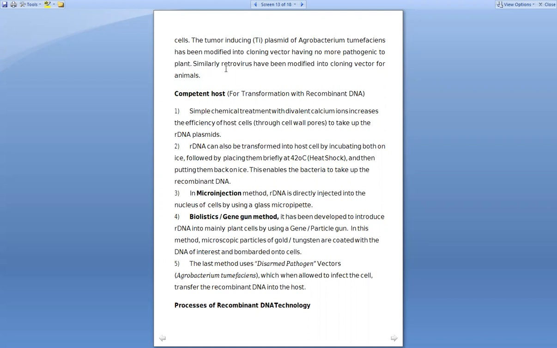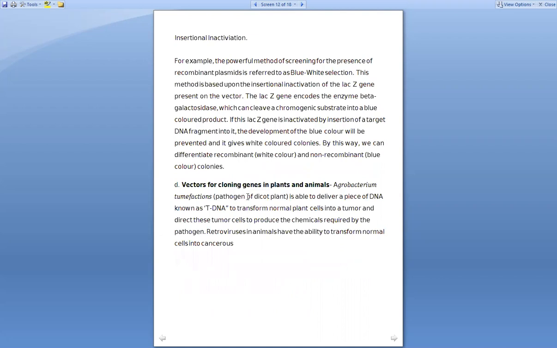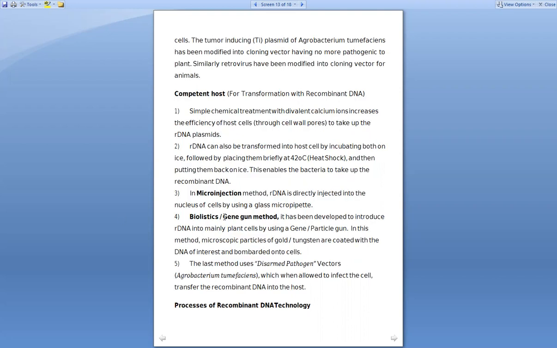Similarly, retrovirus have been modified into cloning vectors for animals. In the same way the retroviruses have also been modified so that they cannot act or infect the animals, right? So this is about the vectors for cloning genes observed in plants and animals. We have seen the example of Agrobacterium tumefaciens and the example of the retroviruses. Agrobacterium tumefaciens is seen in plants, and the retroviruses are working in animals.